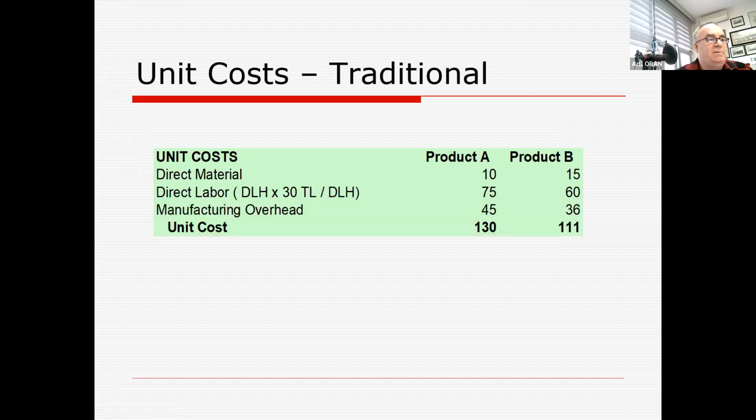Using this information, we also have direct materials, 10 and 15, and direct labor, 75 and 60. This is 2.5 hours times 30, and 2 hours times 30. This is how much you're paying for the direct labor hours, plus the manufacturing overhead applied to them, 45 and 36. So if we add up the total unit cost, we find that it costs us about 130 lira to produce 1 unit of product A, and it costs us 111 to produce 1 unit of product B.